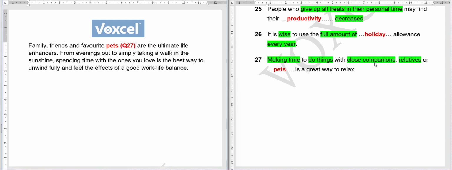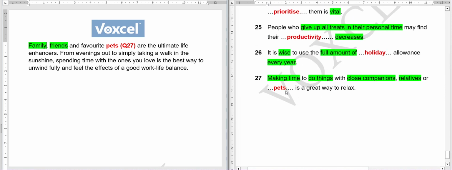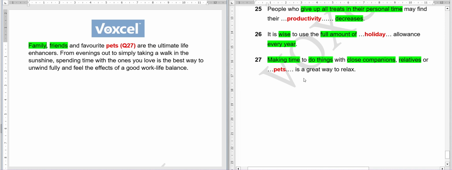So where it is written close companions, as I already told you, close companion basically means friends, relatives, your family, and basically favorite pets. So you cannot write favorite pets because you have to write one word only. If you write favorite pets, obviously that answer will be marked as incorrect. Only pets can be our answer. So is a great way to relax.